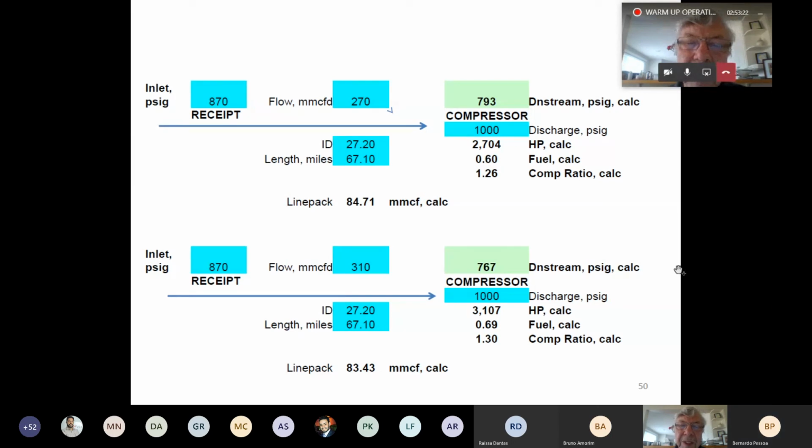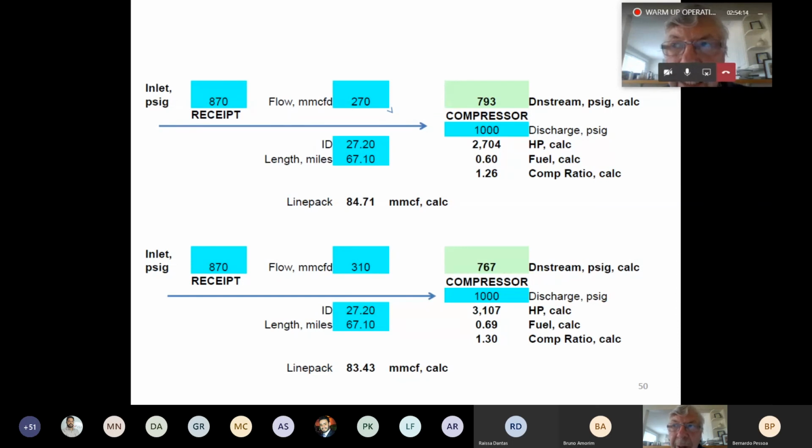So the very top example here shows that I'm moving 270 million cubic feet through a pipe that's 27.2 inches internal diameter over a distance of 67 miles, and the delta P is the pressure drops from 870 down to 793. Now you need to bring that back up to 870 again, so you have to have a discharge pressure here of, it looks like 1,000 pounds. So you need 2,700 horsepower to do that, and you need to calculate the amount of fuel you need to burn in that, because that's going to be an operating cost. And you'll find the compression ratio going from 793 to 1,000 is 1.26. We'll find that typically compression ratios are optimally about 1.3.